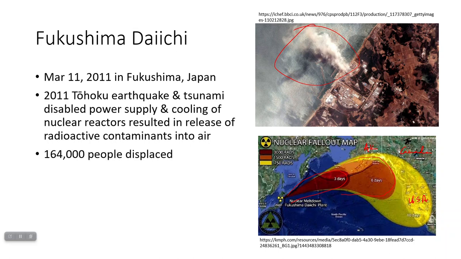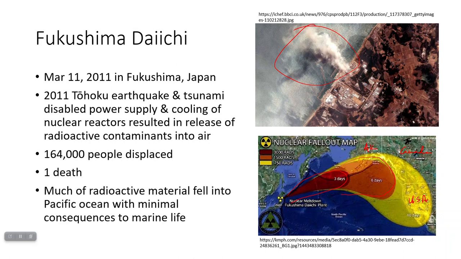About 164,000 people were displaced, evacuated from the area right after the incident, though I think many of them have been able to resettle back in the area. There has been one death linked to the exposure to radioactive material, and a lot of the radioactive material is thought to have just fallen out of the atmosphere into the Pacific Ocean.